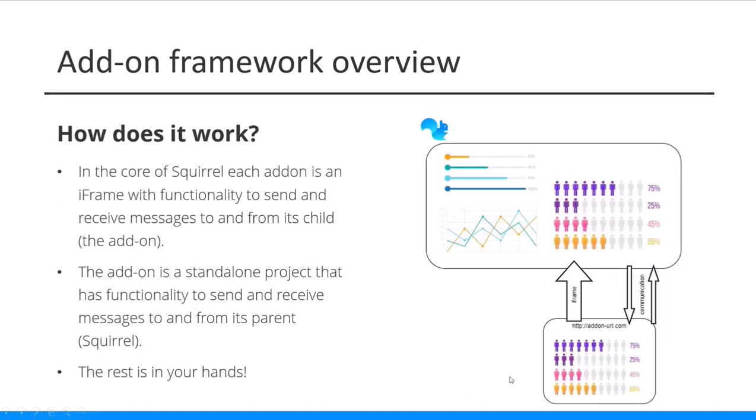So how does it work? Very briefly, at the core of Squirrel, each add-on is an iframe, and it has the functionality to send and receive messages from Squirrel to the add-on. The add-on itself is a standalone project that has the functionality built into it to send messages from the add-on to Squirrel. As I say, it's a completely standalone project, so you can really build whatever you want with that add-on, just with a common interface that will talk to Squirrel to send and receive messages. So really, the sky's the limit. You can go crazy on building stuff.